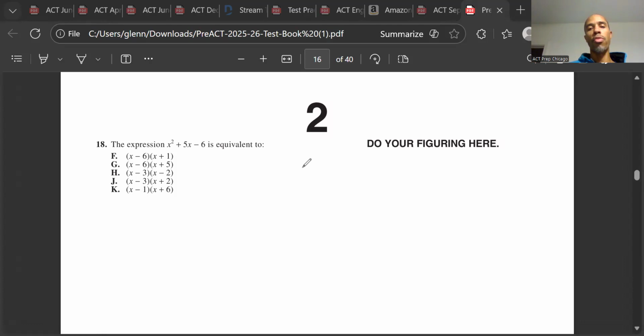So essentially what you're doing is you're looking for the factors of 6, or the numbers that multiply to give you negative 6, but add to give you positive 5. Okay. So what are the factors of 6? We could do 1 times 6. We can do 2 times 3. Those are pretty much our factors. We'll figure out the sign in a minute.